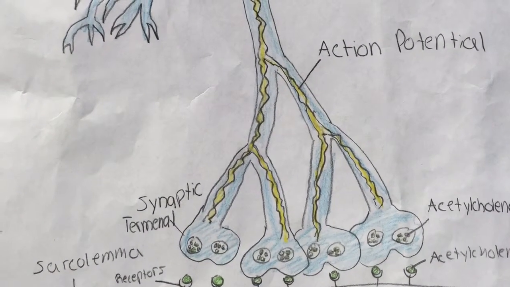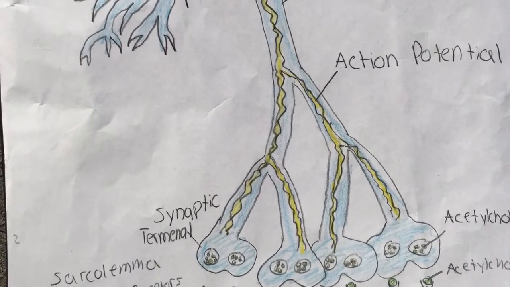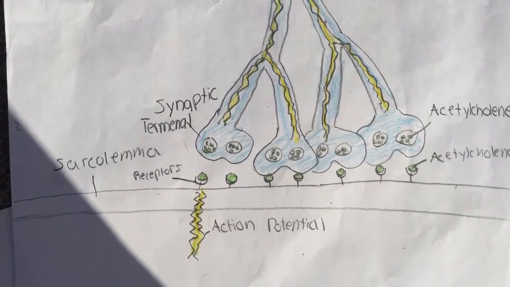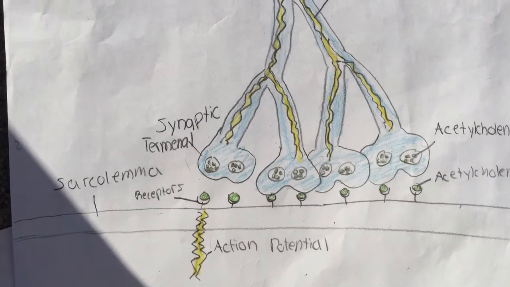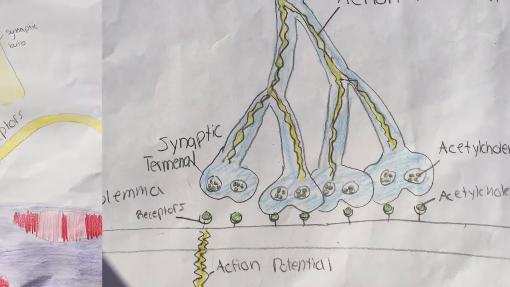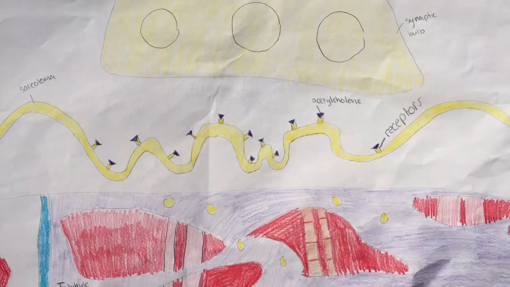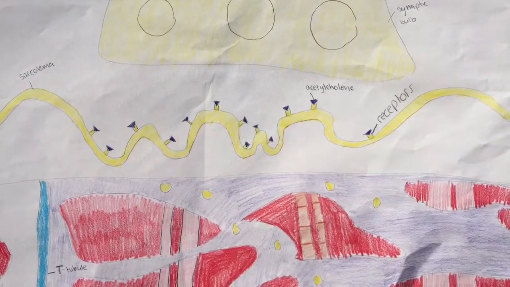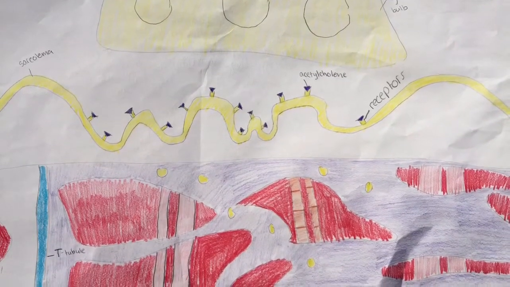An action potential arrives at the synaptic terminal, releasing acetylcholine. As acetylcholine binds to receptors, it creates a new action potential that travels along the sarcolemma and into the muscle. The action potential will then reach the T-tubule, which will activate the sarcoplasmic reticulum to release calcium molecules, which will eventually travel to the myofibrils.